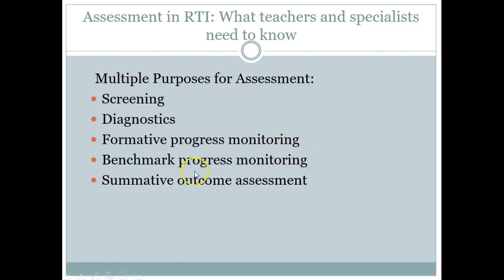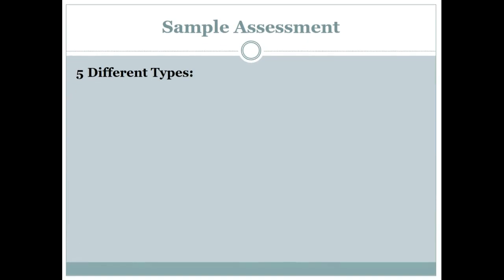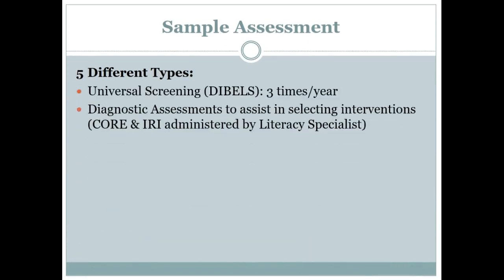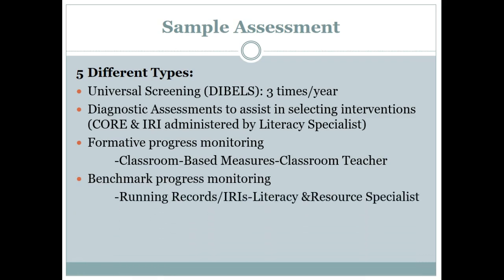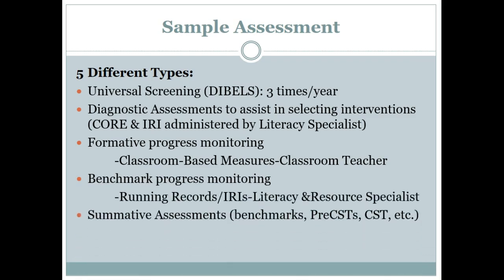And then lastly, you have your summative outcome assessment that tells you overall results from the year. How were we? Or it could be you have a summative outcome assessment from your unit. So here are some samples. You can take a look at this. I kind of talked about these as I introduced you to the 5 different types.